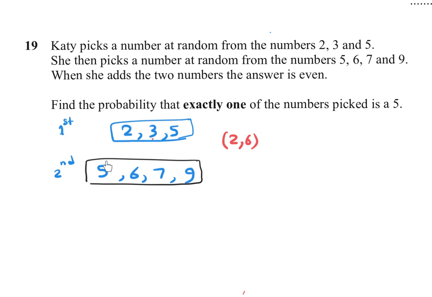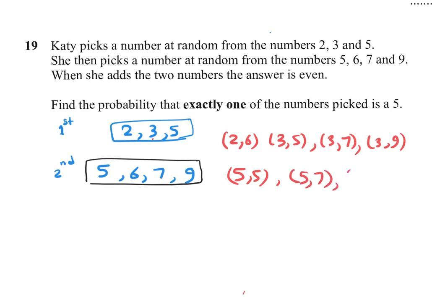Now 3 and 5 even, 3 and 7 even, 3 and 9 even, so 3,5, 3,7, and 3,9. If we start with 5, 5 and 5 even, 5 and 7 even, 5 and 9 even. So 5 and 5, 5 and 7, 5 and 9. So this is all the possible outcomes for us.